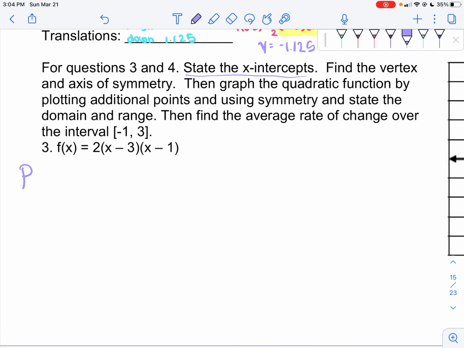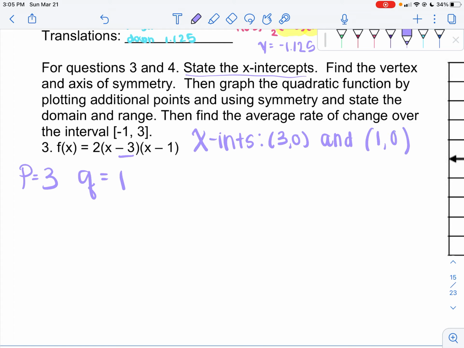So our p is positive 3, and our q is positive 1. So the x-intercepts would be (3, 0) and (1, 0). Okay, so we stated the x-intercepts for our first one. Now we want to find the vertex and the axis of symmetry.